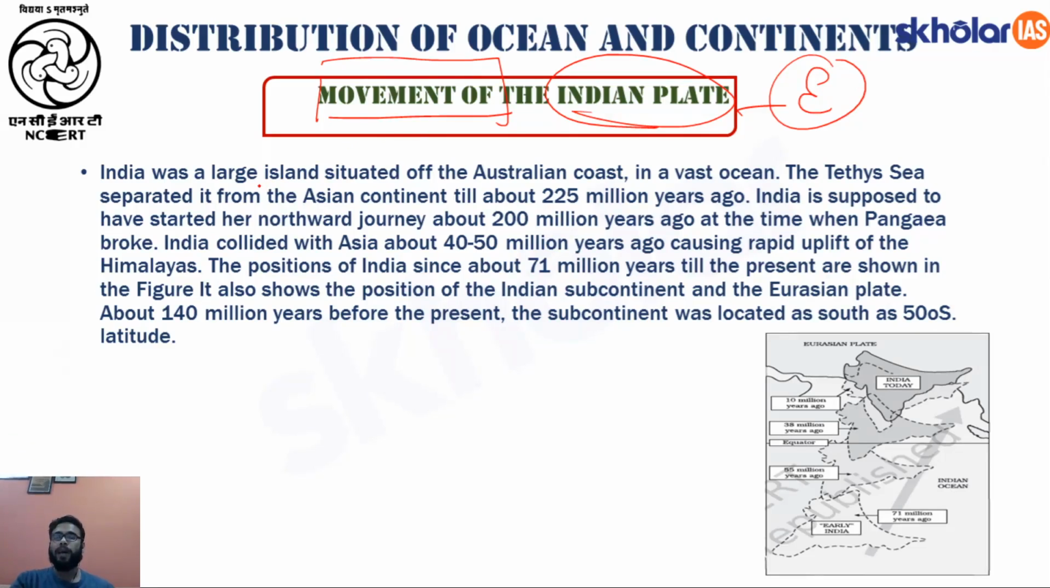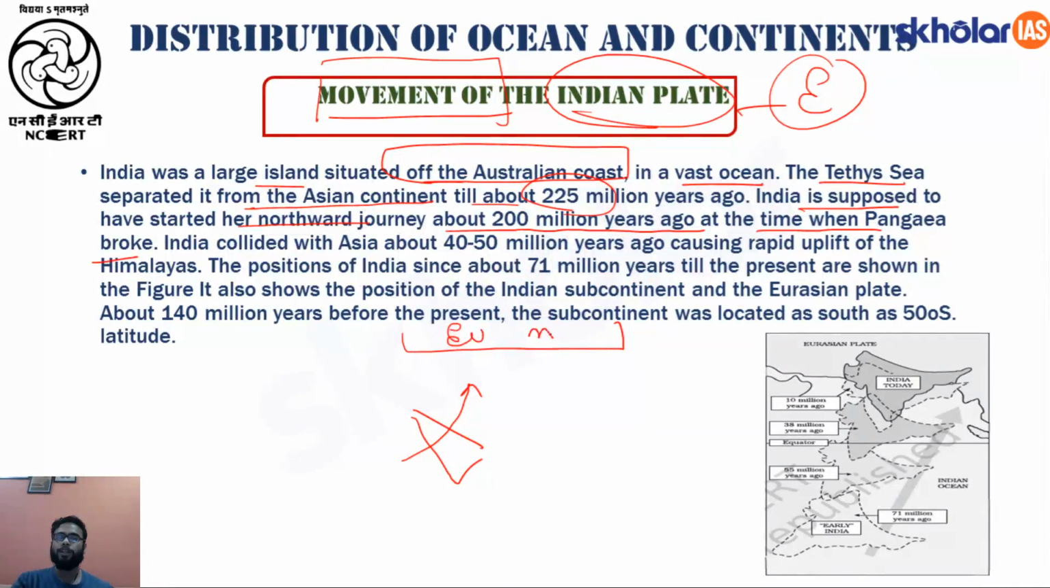So India was a large island which was situated off the Australian coast in the vast ocean in the earlier times. Then the Tethys Sea separated it from the Asian continent till about 225 million years ago. Then India is supposed to have started its northward journey about 200 million years ago at the time when the Pangaea broke. So as the Pangaea broke, the Indian plate started moving in the northward direction towards the Eurasian plate.